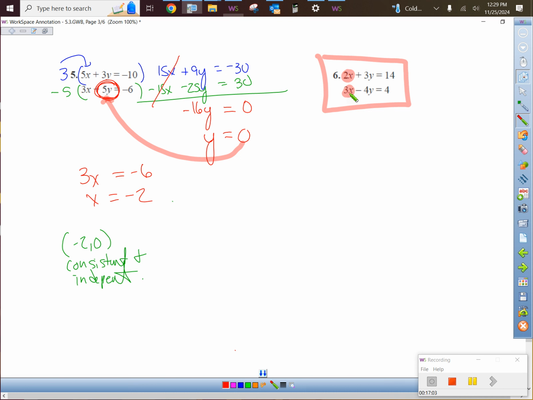Hold on, back rows. What would you do? What would you want to turn them into to try to cancel out? What's the least common multiple between 2 and 3? 6. Make one of them turn into a 6x, the other one turn into a minus 6x. Are you with me on that?